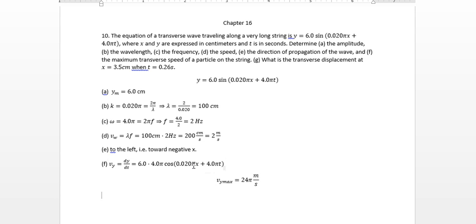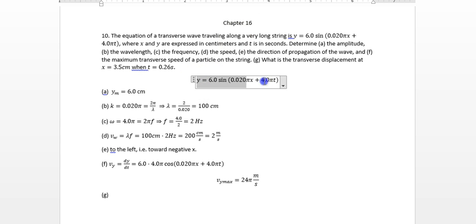And what's the last little bit? That was F. What is the transverse displacement at 3.5 centimeters? Okay, G. 3.5 centimeters when t is 0.26 seconds. So this is just asking us to put in 3.5 and 0.26 for x and t.